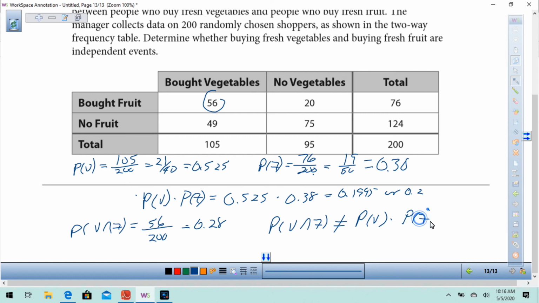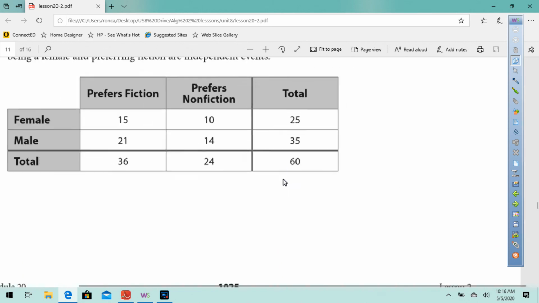Now, why is this different than what we did earlier? Because they didn't put anything back, okay? And so these are not independent. Since the two are not equal, it is not independent.